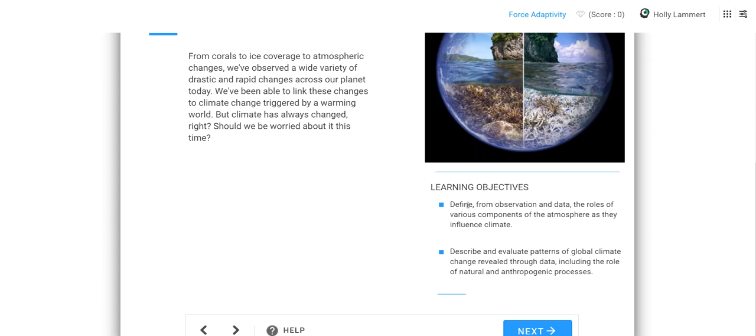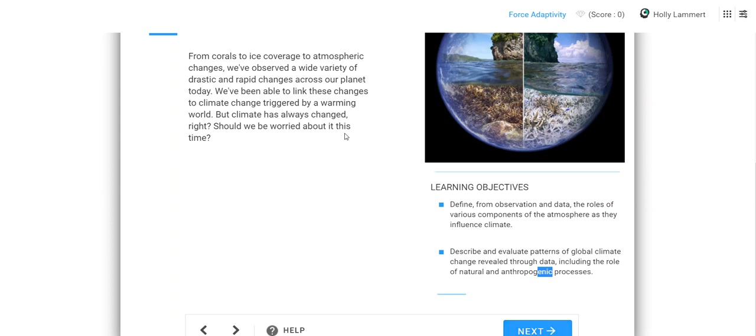So from our learning objectives, we're going to define, from observation and data, the roles of various components of the atmosphere as they influence climate. And do you remember what atmosphere stood for? Atmos meaning gases or vapors, sphere as in the globe. So these are all the gases that are around our globe. We're going to then describe and evaluate patterns of global climate change revealed through data, including the role of natural and anthropogenic processes. Do you remember what anthropogenic means? Anthro means man, and then genic is generated, so human-generated processes.